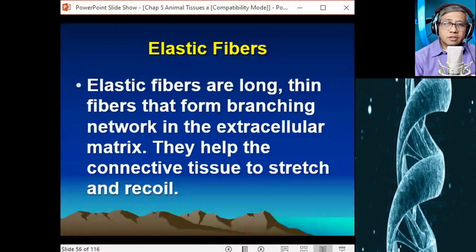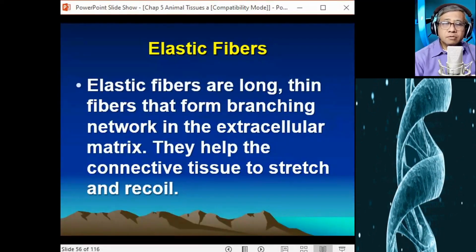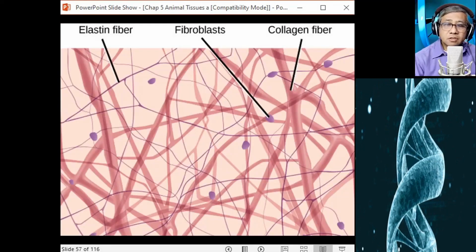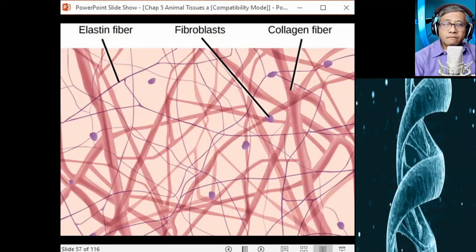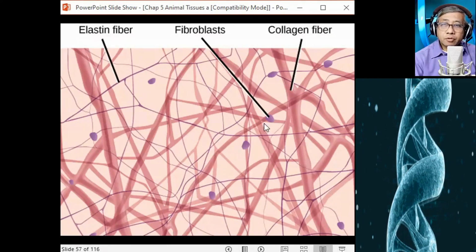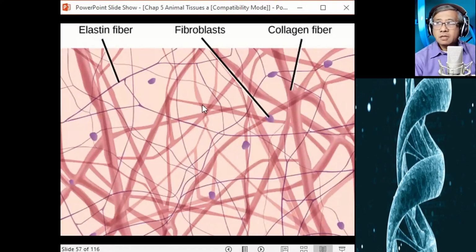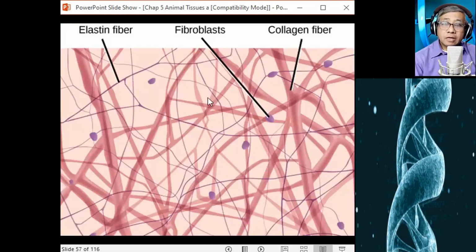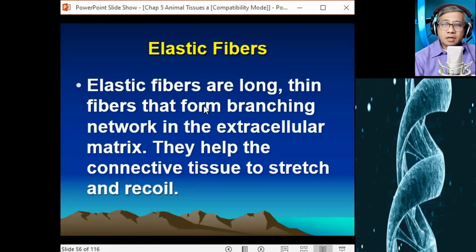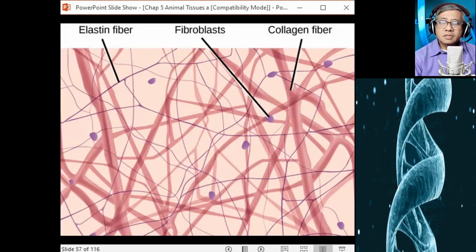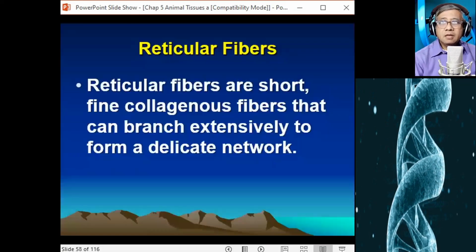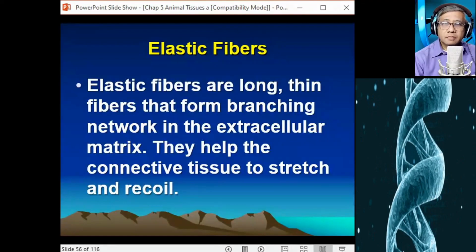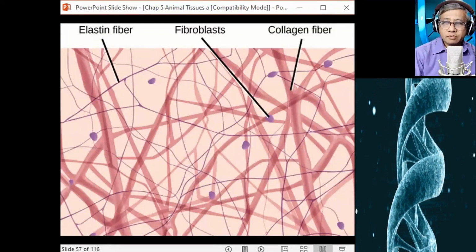Elastic fibers, on the other hand, are long, thin fibers that form a branching network in the extracellular matrix, as you could see in this photo micrograph of the connective tissue. These purple thin fibers, those are the elastic fibers. They are long, thin, and they form a branching network in the extracellular matrix. By the name itself, elastic, they help the connective tissue to stretch and to recoil. Hence the term elastic fibers.